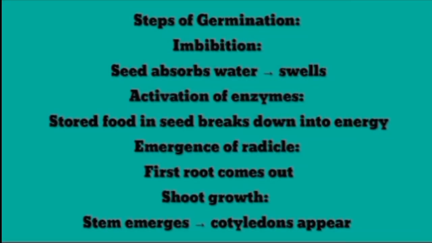Next we will discuss the steps of seed germination. First step of seed germination is imbibition. In this process, the seed absorbs water and swells. The seed coat ruptures and the seed is ready to grow. Second step is activation of enzymes. In this step, stored food in the seed is broken down into energy, and this energy is used for seed germination and for the growth of the plant. In the third step, the radicle is converted into root and the plumule is converted into shoot and a new plant is grown.